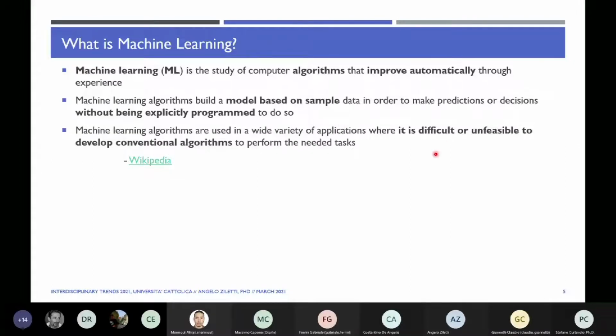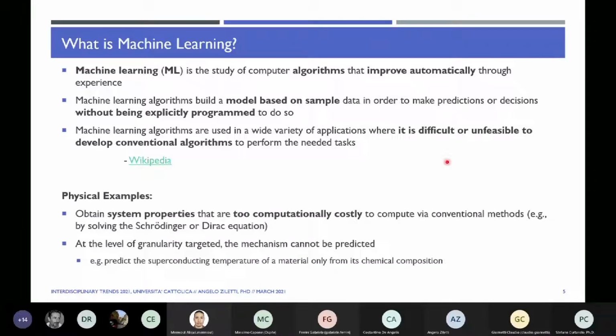And why does it make sense? Often, in real life, it is difficult or unfeasible to develop conventional algorithms to perform the task you want to do. And in physics, you can think about it as if you want to calculate system properties that are too complicated, too computationally costly to get with other methods. Let's say you can always solve the Schrödinger equation directly in principle, but in practice you cannot do that. So machine learning can be very helpful.